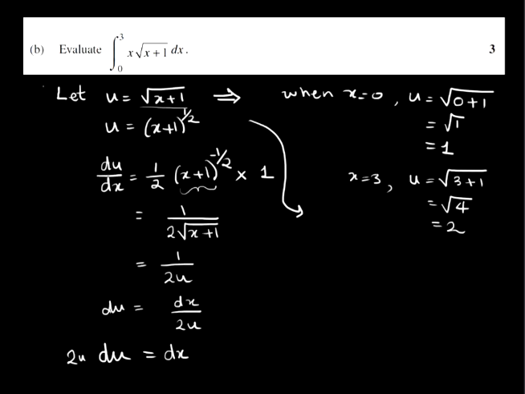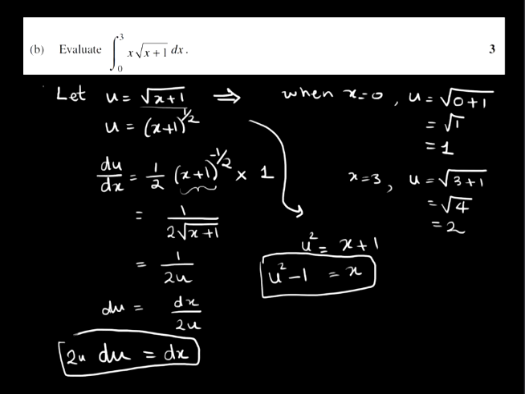I'm just going to express u in terms of x, make x the subject. So u squared is equal to x plus 1. So x is u squared minus 1. So these answers here in these squares are particularly important to solving this integral. So I'm going to just highlight them, and I'm going to clear the board.